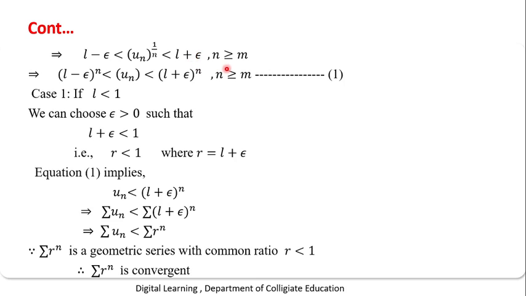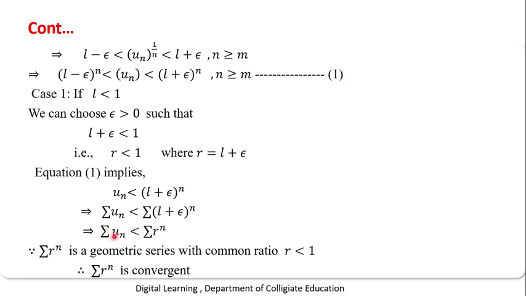Now consider the cases. Here we have two cases. One is L less than 1. Another one is L greater than 1. Consider the first case, L less than 1. If L less than 1, we can choose epsilon such that L plus epsilon is less than 1. Put L plus epsilon as a small r, r is less than 1. Then substitute in equation 1. L plus epsilon to the power of n is nothing but r to the power of n. Now consider this inequality: un less than L plus epsilon to the power of n, that is, un is less than r to the power of n.